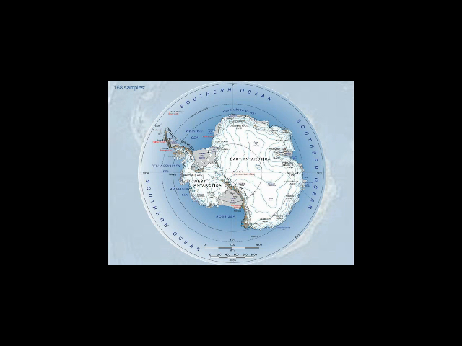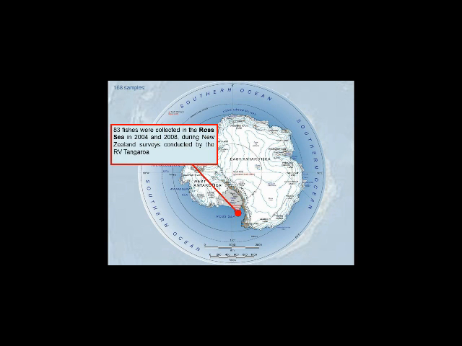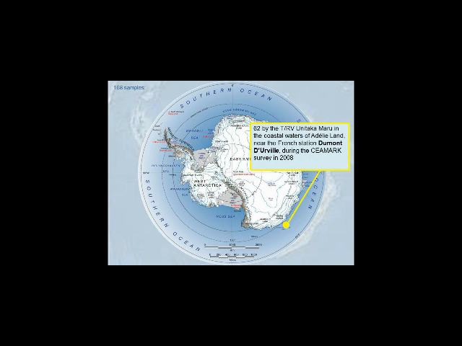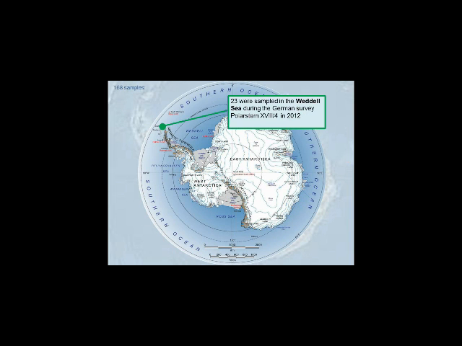Samples were caught during 4 surveys conducted within international collaboration projects in different sectors of the Southern Ocean. 83 fish were collected in the Ross Sea in 2004 and 2008 during New Zealand surveys. 62 fish were collected in the Dumont d'Urville Sea in 2008 near the French station Dumont d'Urville, and 23 fish were collected in the Weddell Sea in 2012 during the German survey.